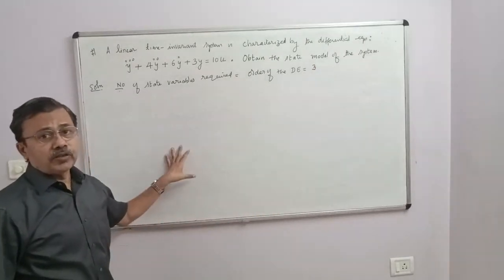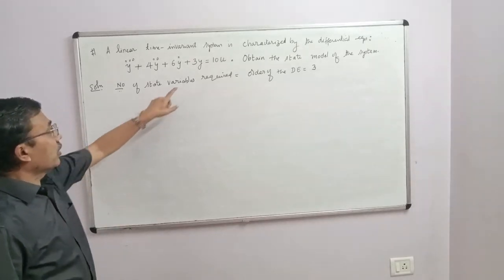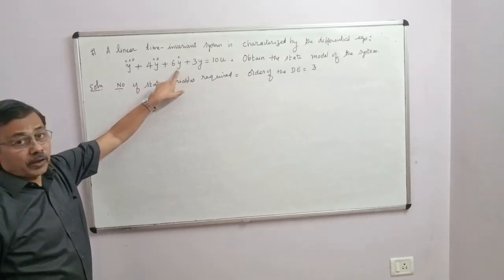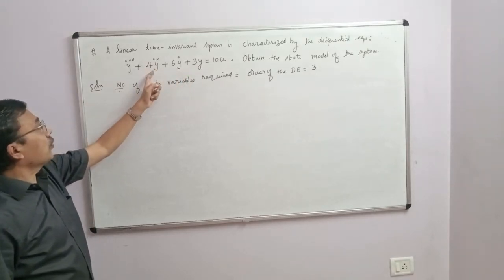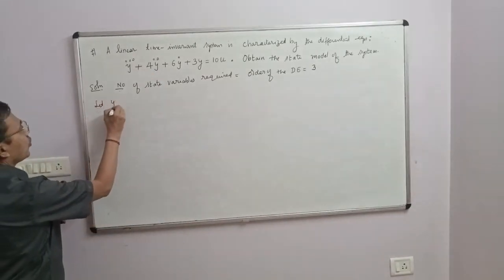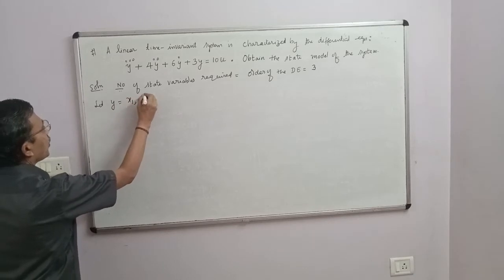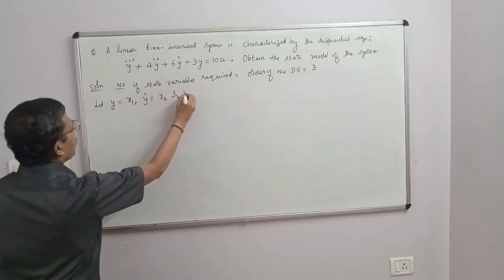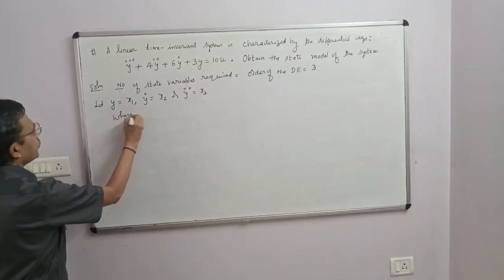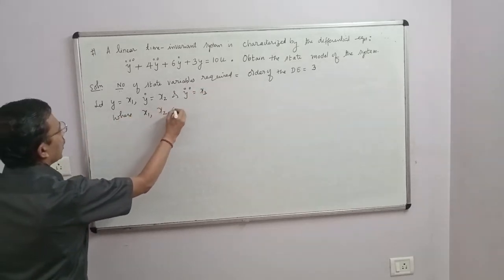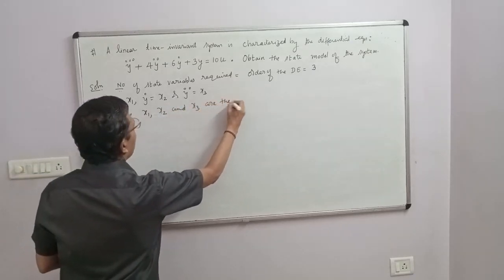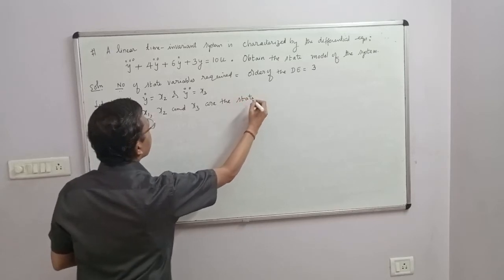Next question is, which are those 3 state variables? Start from the lowest order. Lowest order is y, you call it x1. Next higher order y dot you call it x2. Next higher order y double dot you call it x3. So let y be equal to x1, y dot be equal to x2 and y double dot be equal to x3, where x1, x2 and x3 are the state variables of the system.